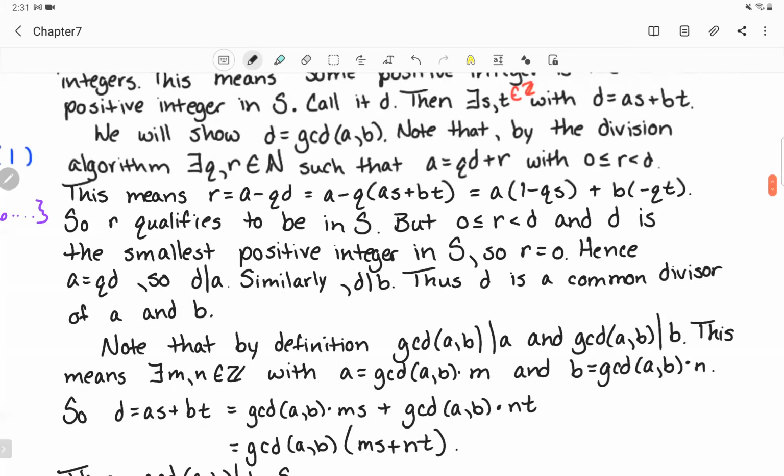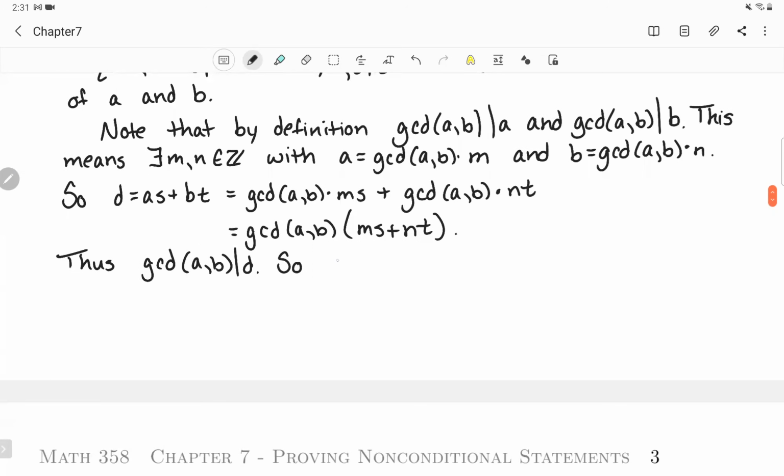So they're both positive. That means D is greater than or equal to the GCD, right? If they're both positive and one divides the other, the one dividing into something can't be bigger, okay? But D is a common divisor. So if it's a common divisor and it's greater than or equal to the GCD, it must be the greatest common divisor, because we just showed it can't be smaller than the greatest common divisor.